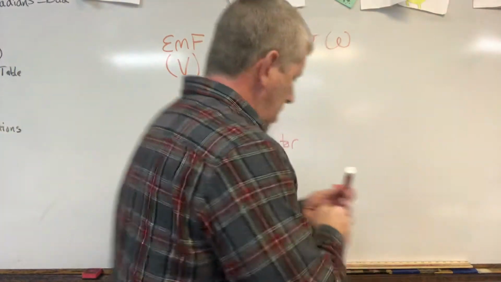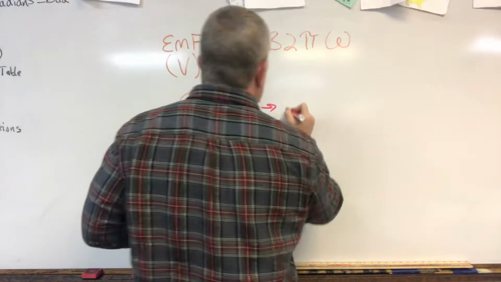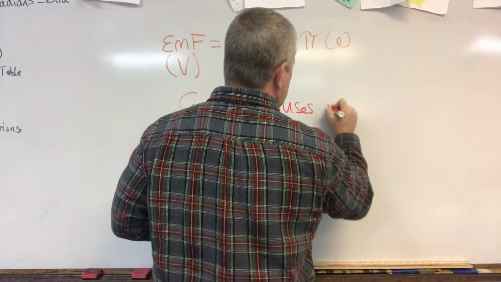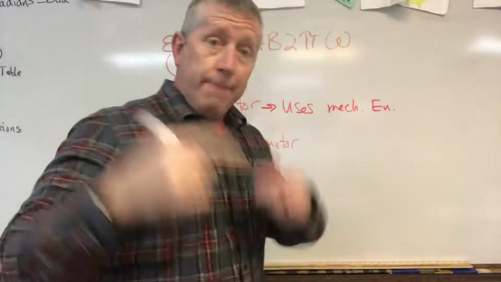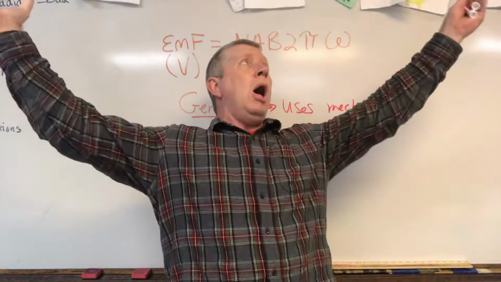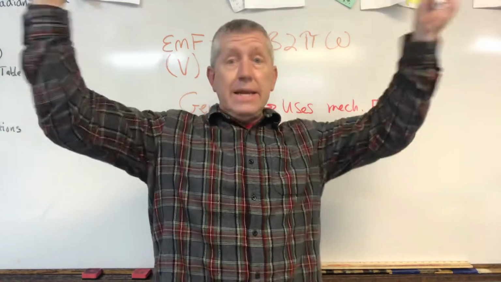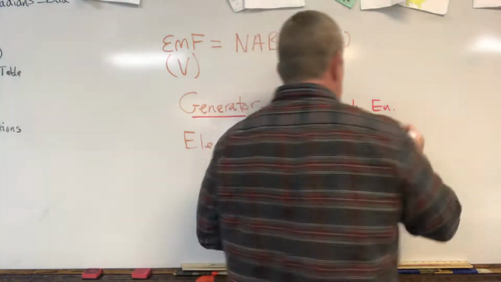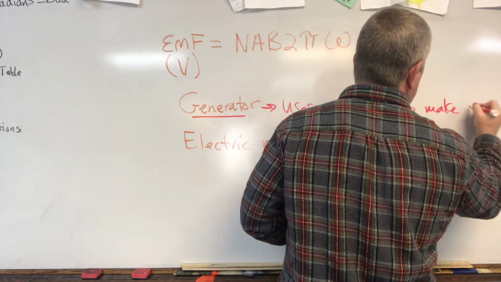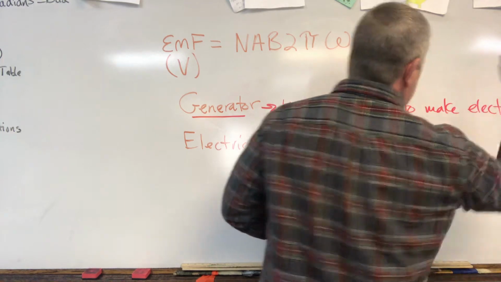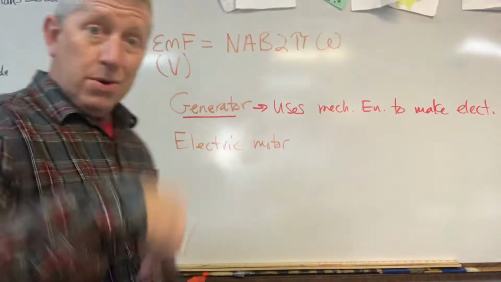Let's write that down. The generator uses mechanical energy to make electricity. Hence, we get the lights. Gnomes spin wires between magnetic fields, and we get light. That's what a generator does. It uses mechanical energy to make electricity. All right, with me? Okay, I'll turn you slightly that way so you get that in. Yeah, you're with me.